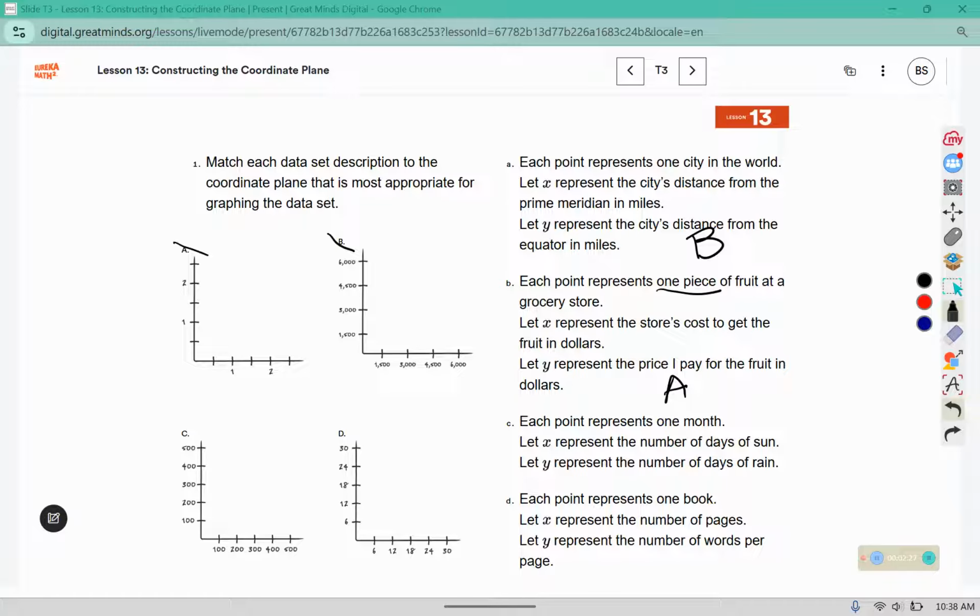Each point represents 1 month. Let X represent the number of days of sun and Y represent the number of days of rain. Well, there are 28 to 31 days in a month. So we wouldn't need to go all the way to 500. A little over 30 would be enough. And the last one should be C, but let's check and make sure that it makes sense. Each point represents one book. Let X represent the number of pages, and let Y represent the number of words per page. It makes sense that there's about 500 words on a page.